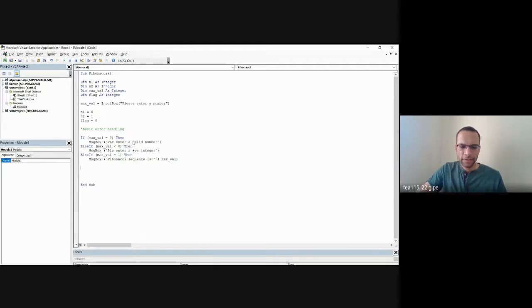And then I can have an else block. So if there's no problem, then I can go to the else condition, and within else I can have my Fibonacci sequence generator. So all of my error handling has happened in that first if else if condition. Now then I have an else block whereby if everything is fine, then I can go ahead with that.